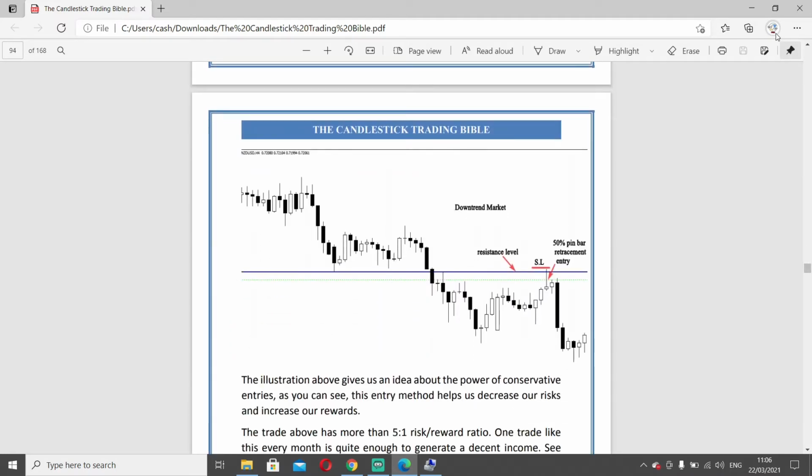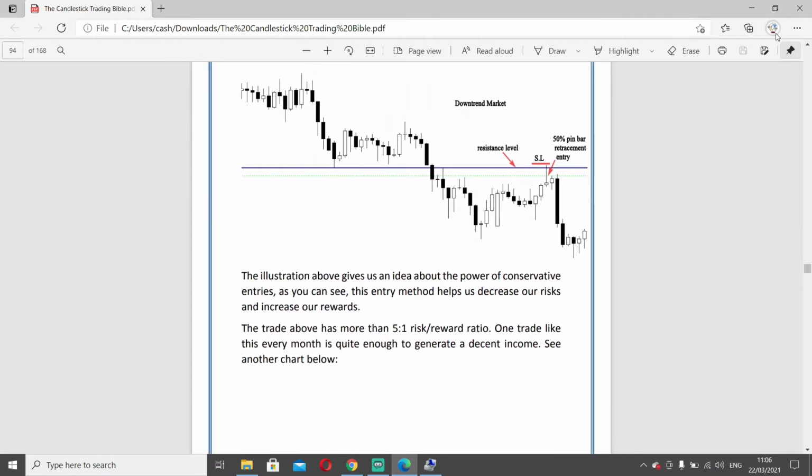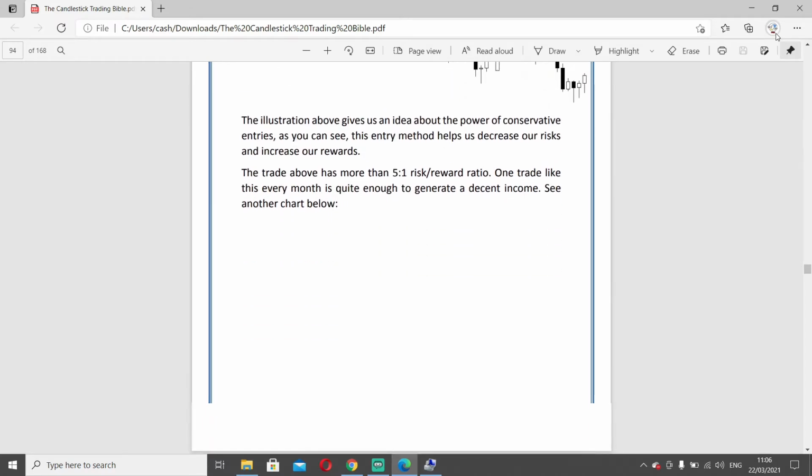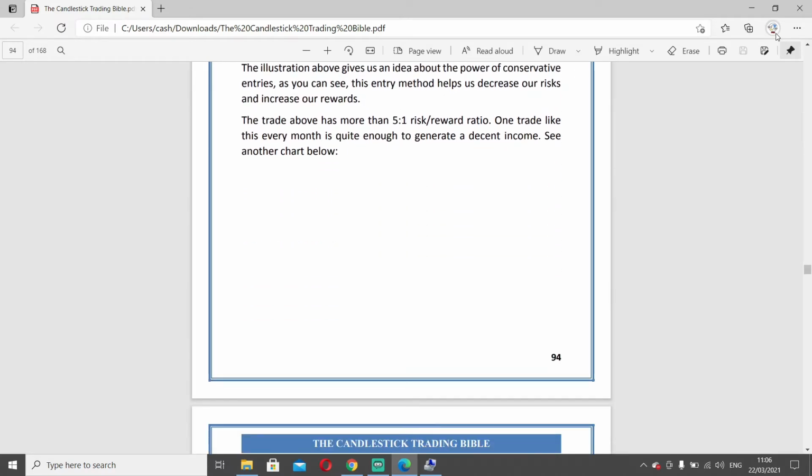So basically, you've got another chart, and the illustration above gives us an idea about the power of a conservative entry. As you can see, this entry method helps us decrease our risk and increase our reward. The trade above has more than a 5-to-1 risk to reward ratio. One trade like this every month is quite enough to generate a decent income if you are swing trading and you have a significant amount of capital. Don't let them cap to you. If you have a $100 account, man, it's not going to work for you.